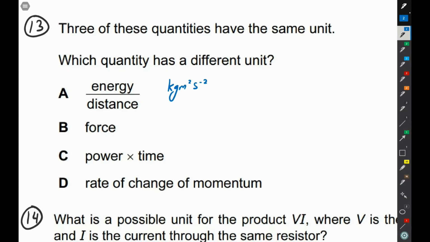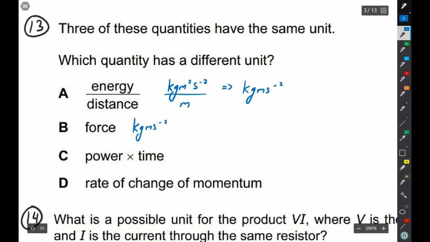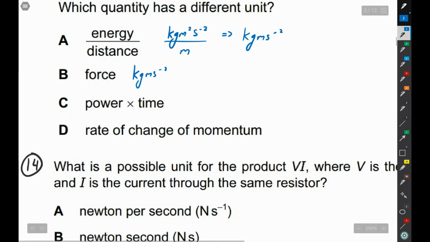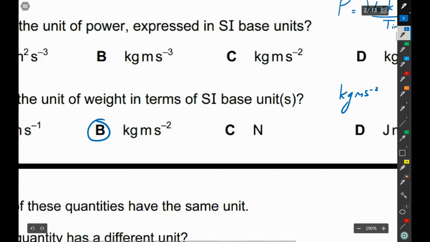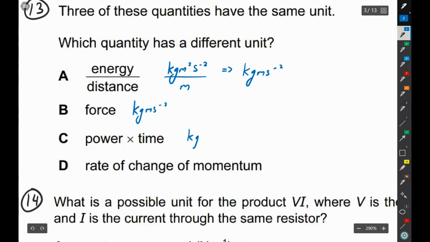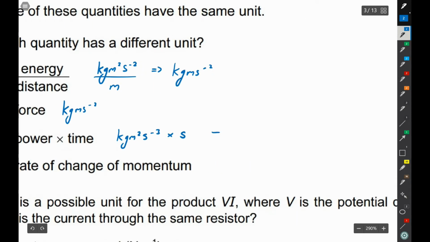Like, energy के unit मुझे याद है कि kg m2 s minus 2 होते हैं, and distance is m, so the unit becomes kg m s minus 2. ठीक है. Force के units होते हैं kg m s minus 2, so the first two units are like the same. Power into time. Okay, so power के units हमने अब ऊपर derive किए हैं, they are kg m2 s minus 3. So kg m2 s minus 3 multiplied by time, जो कि s होता है, so the unit is going to become kg m2 s minus 2.